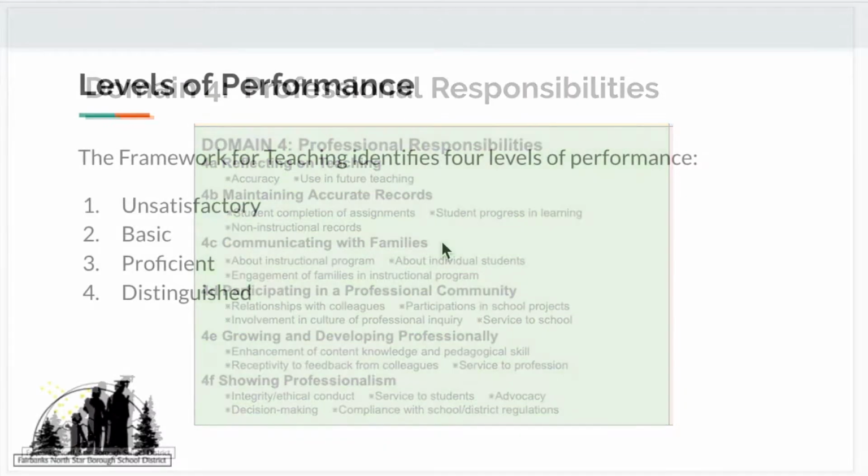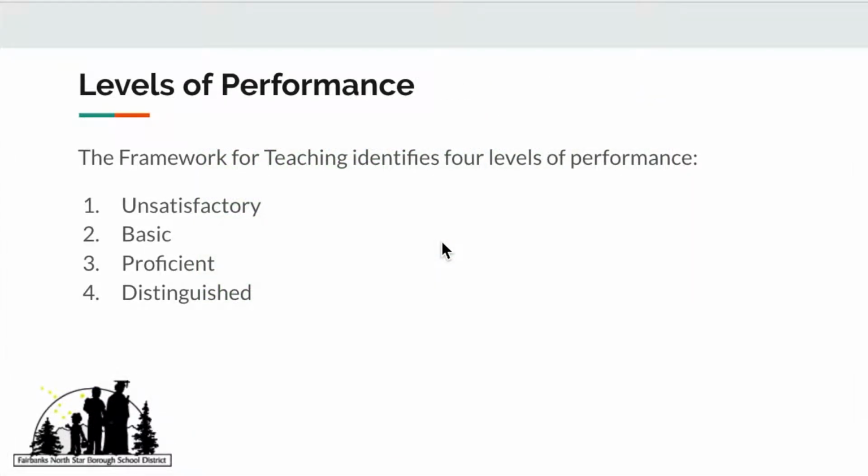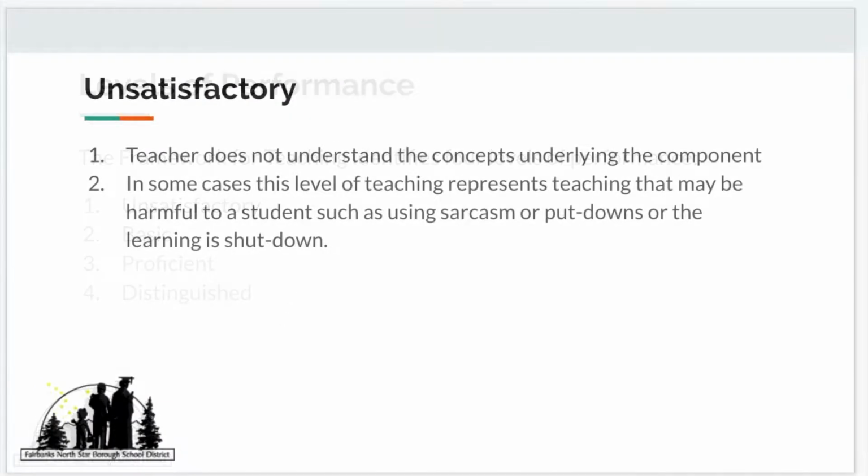Teachers who demonstrate these competencies are highly valued by their colleagues and administrators, as well as being seen as true professionals. The framework for teaching identifies 4 levels of performance: unsatisfactory, basic, proficient, and distinguished. The teacher performing at the unsatisfactory level does not yet appear to understand the concepts underlying the domain. Working on the fundamental practices associated with the domain and its components will enable the teacher to grow and develop in this area.